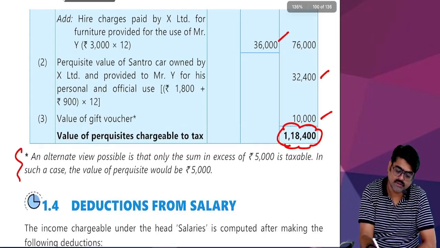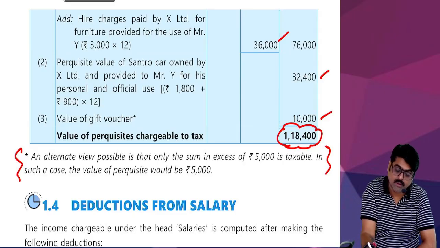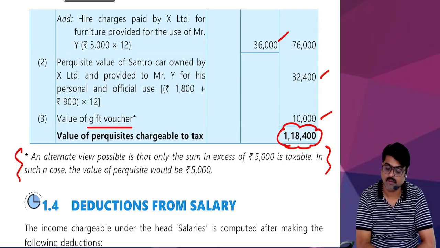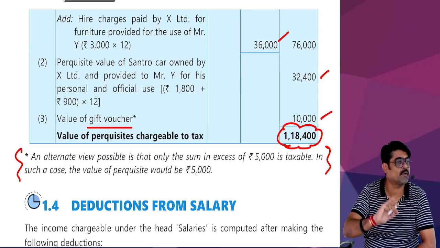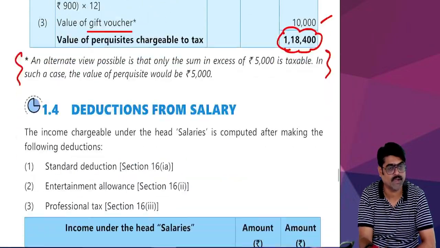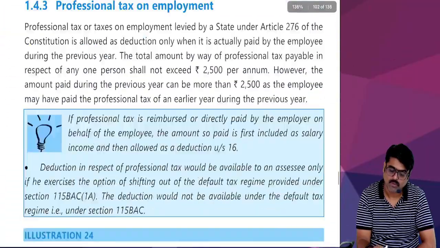Now read these two lines. What are these two lines saying? They're talking about gift voucher. Alternatively, 5,000 can be taxed. But we have taxed the entire amount. Alternatively, the 5,000 excess amount can also be taxed. Okay now? Now, come to the next question.